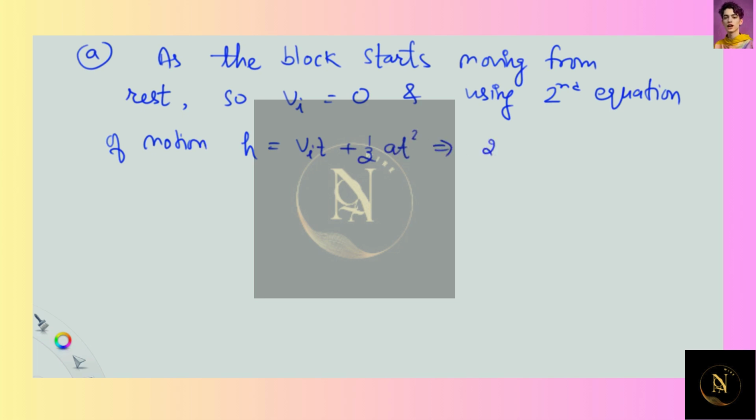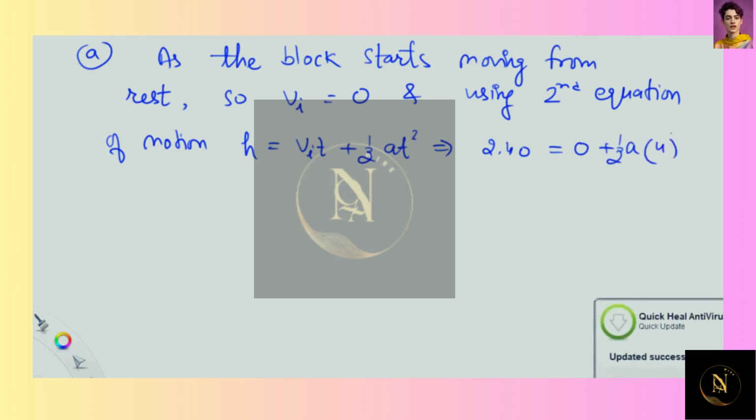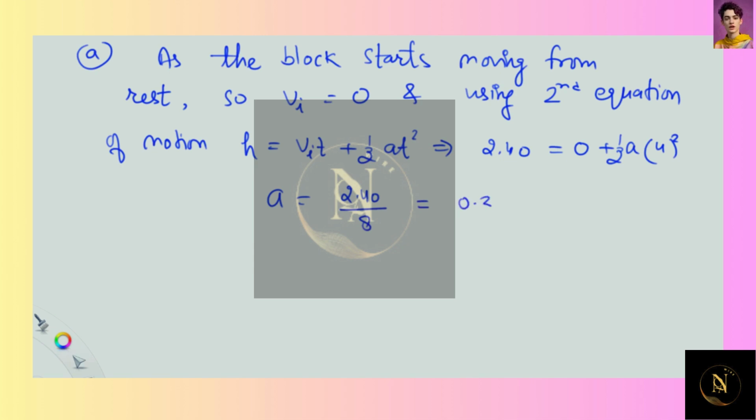For h, this is 2.40 meter. For vit, that will become 0 as initial speed is 0, plus half a, acceleration which we have to find, into square of time, which is 4. Square of 4 is 16, 16 by 2 will be 8. So acceleration a is equal to 2.40 divided by 8, means it comes out to be equal to 0.300 meter per second square.